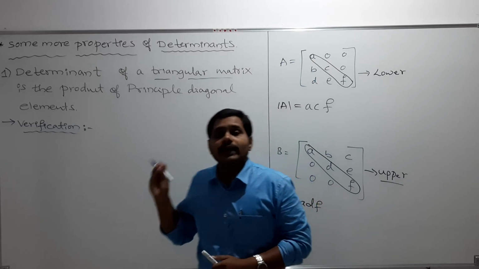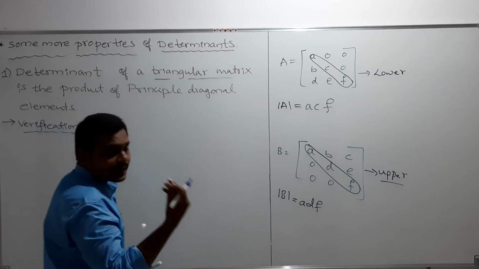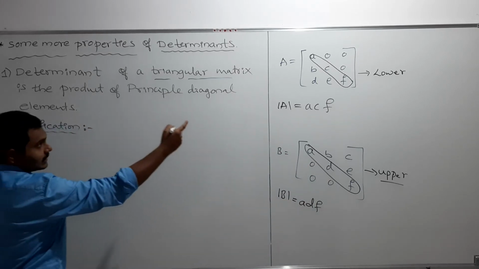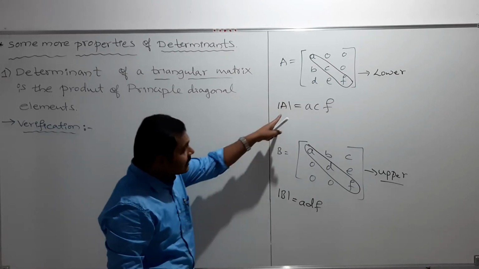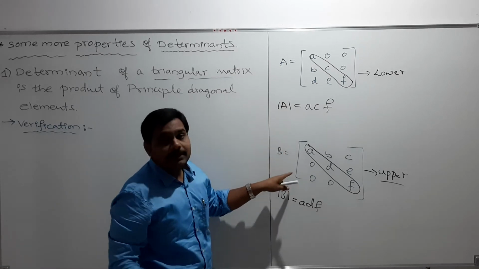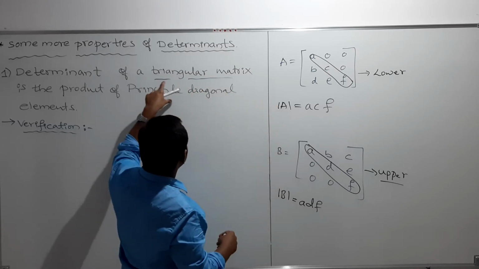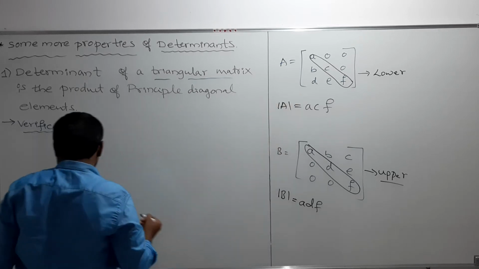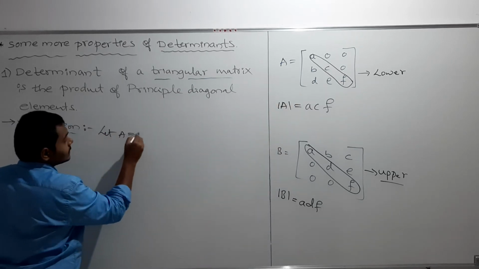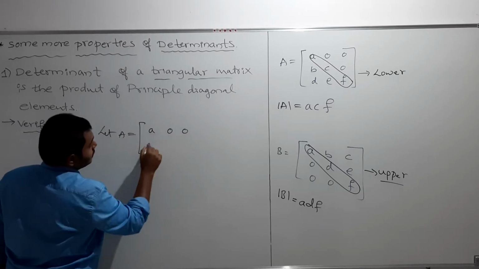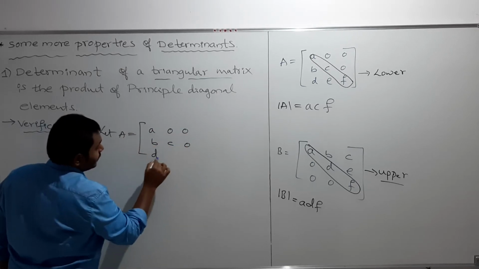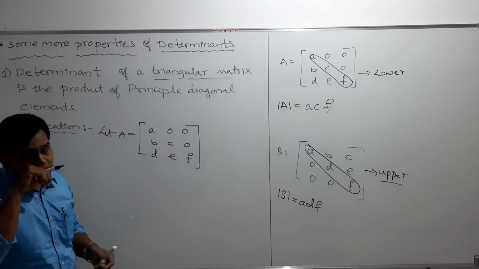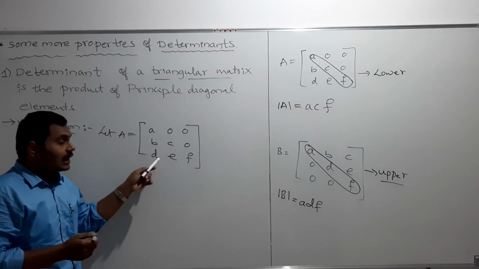This is the meaning of the statement. Now I will verify it by taking one example, either a lower triangular or an upper triangular matrix. I will take the same example. I have just given the example, but now I will verify whether what we wrote here is correct or not. Consider the same example: let A be equal to A 0 0, B C 0, D E F, the lower triangular matrix I considered. Now I will find the determinant of this.